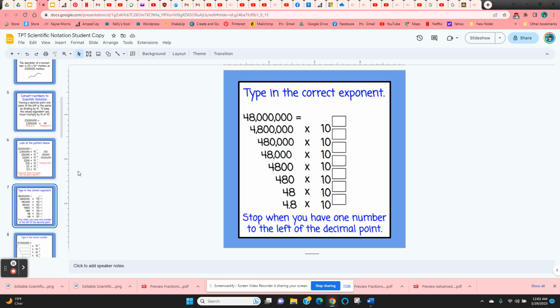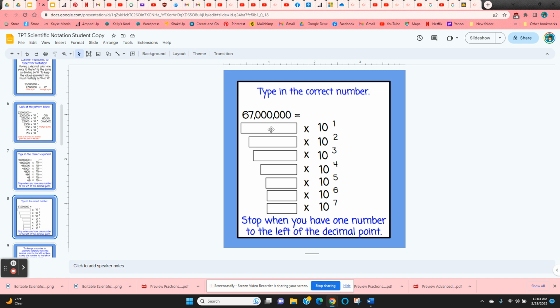So the first slide the students are going to work on is slide 7, and they're going to look at each one of these and they're going to type in the correct exponent. So here it would be just 1, 2, 3, 4, 5, and so on. And it tells them to stop when they have one number to the left of the decimal point.